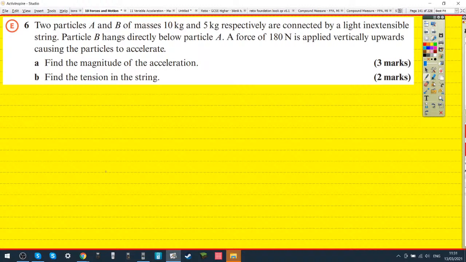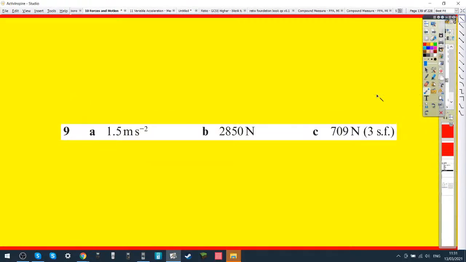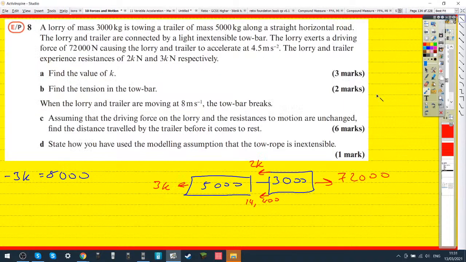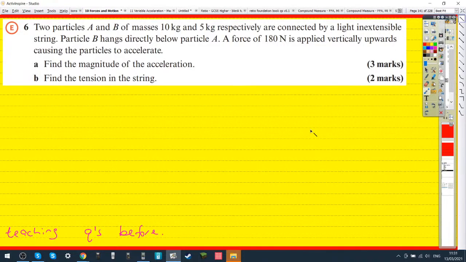Right. Let's try this, and that's vertical. Okay. Sorry, I just want to underline that word, trailer, to make sure I don't miss it again. Yeah. Okay.